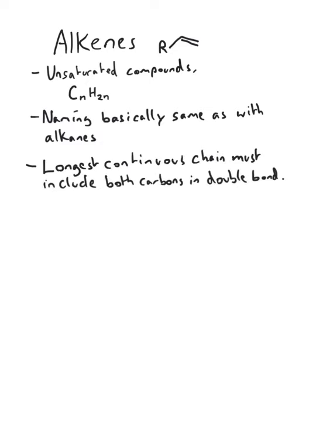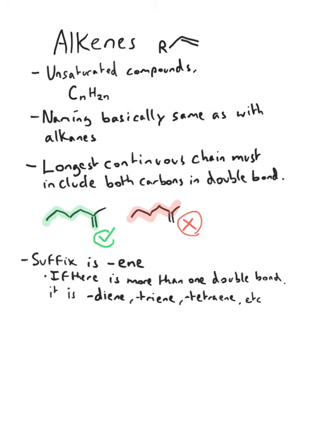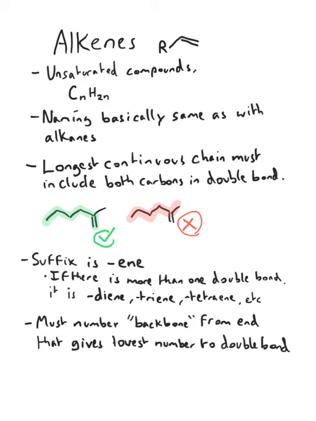For example, when looking for the longest continuous chain, we must also include both carbons of the double bond in said chain. The suffix becomes "ene" as opposed to "ane", and if there is more than one double bond, it becomes diene, triene, tetraene, etc. And finally, when we go to number the backbone, we must number it from the end that gives the lowest number to the double bond, not branching. In other words, the double bond takes priority.